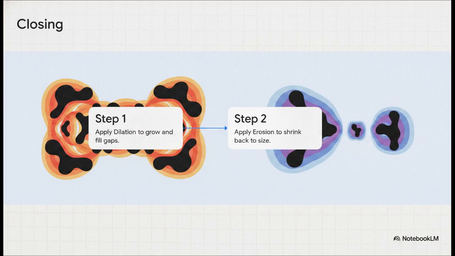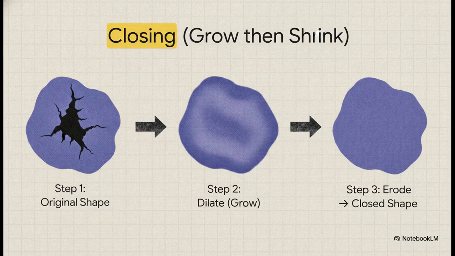Our second composite tool is called closing, and it's the exact reverse of opening. For step 1, we dilate or grow first. Then, for step 2, we apply erosion, so we shrink it. Grow it first, then shrink it. So what does closing actually do?